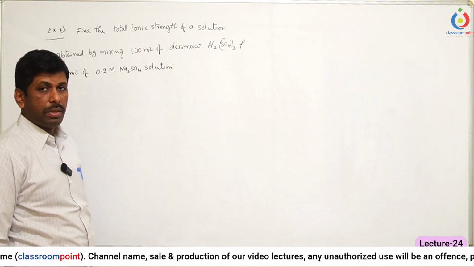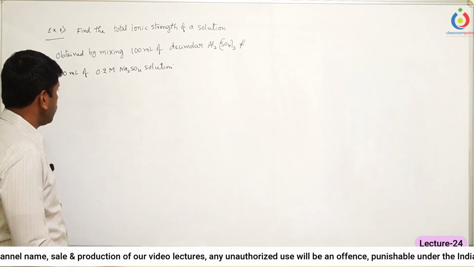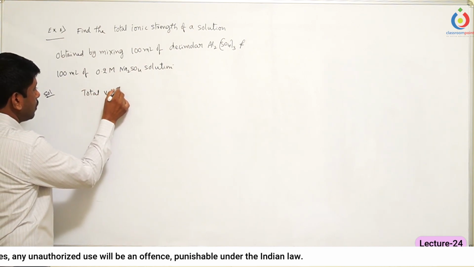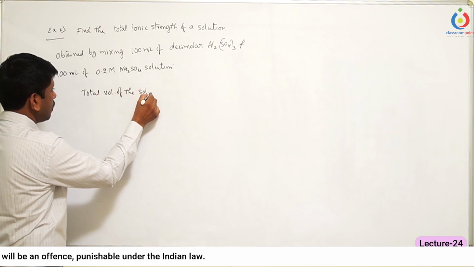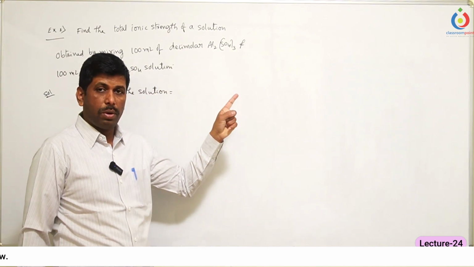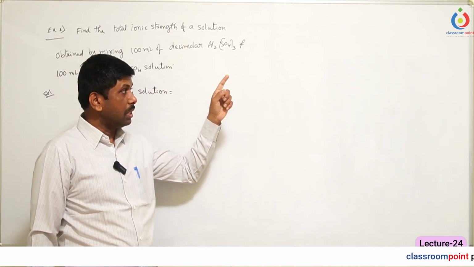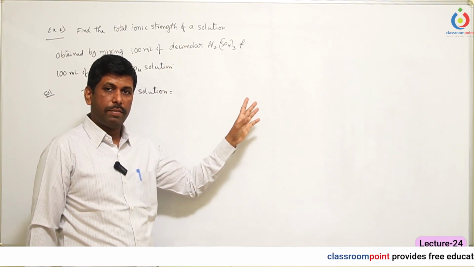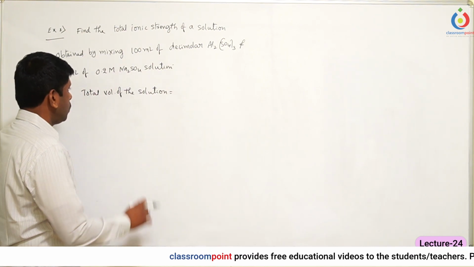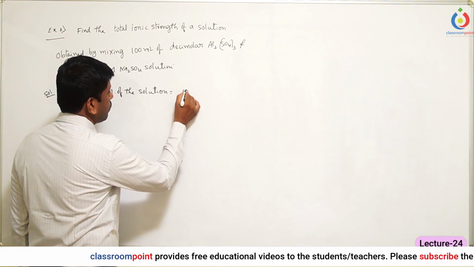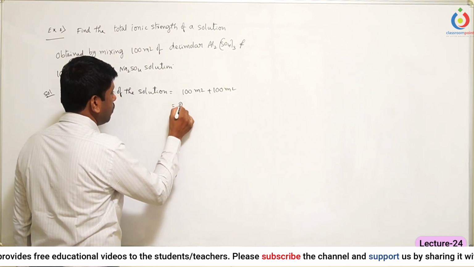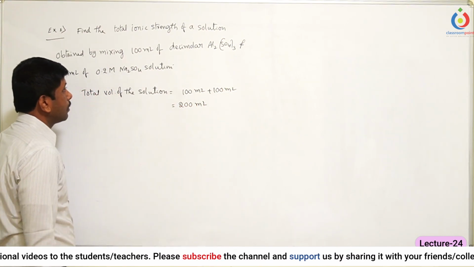So two equal volumes are given. So let us make the double the volume. Why? Because here total volume of the solution. In the previous example I used the equal volume. That is a small correction. Why? Because equal volume we should not take that one directly molarity is given. If equal volumes are given means it has to be diluted. That we are doing now. So total volume of the solution is equals to 100 ml plus 100 ml. That value equals to 200 ml.